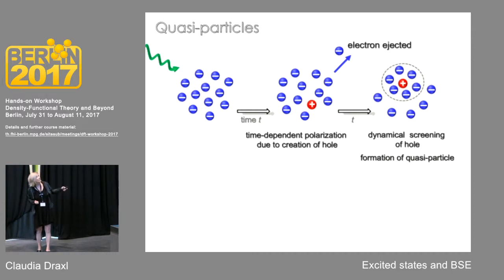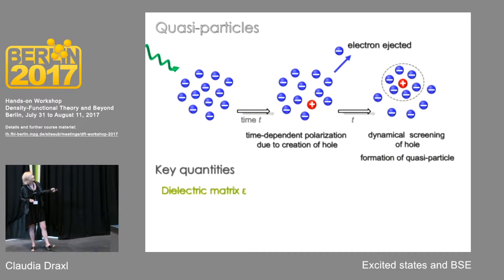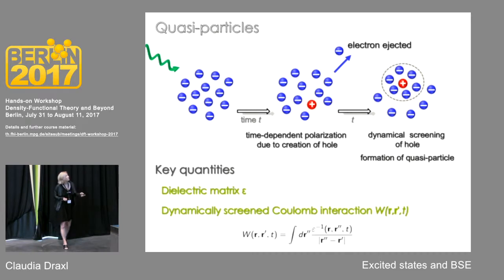So you can consider now this hole plus this screening cloud as a new particle. This is the quasi-particle concept. So what are the key players? The key players here is the dielectric matrix, because it gives rise to the screening, and it's the dynamically screened Coulomb interaction W. So this is the W which appears in the GW approximation. So why do I mention this? Because screening is also important in the electron-hole interaction. In this case, it's not the electron-electron interaction that's screened, but now it's the electron-hole interaction, again the Coulomb interaction, that is screened. So how do we get this quantity, this screening matrix?